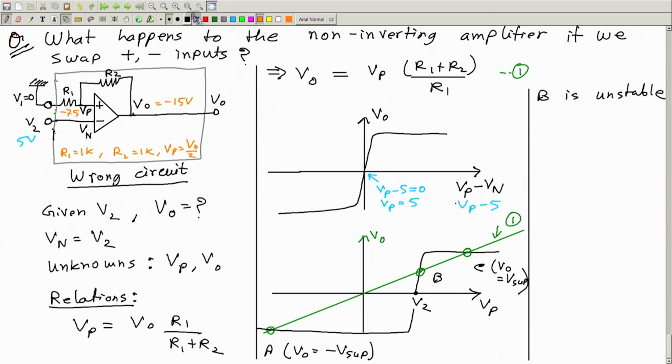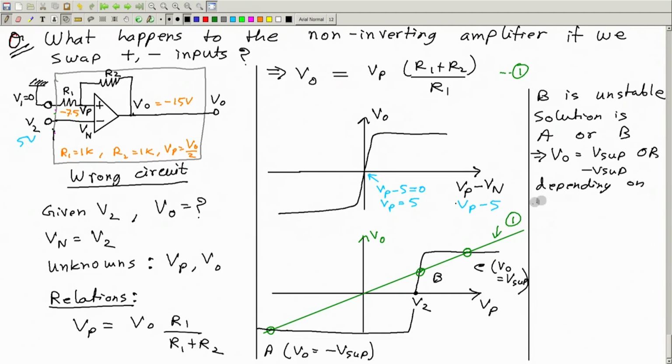Let me write a few more points. The solution is A or B, which means VO is equal to plus V supply or minus V supply, depending on the previous value. And what else can we say? This will definitely not work as an amplifier.